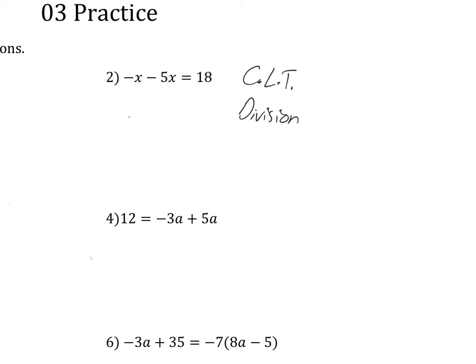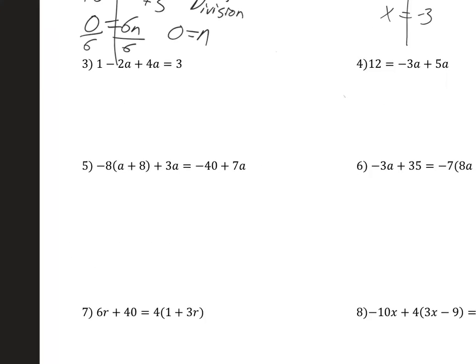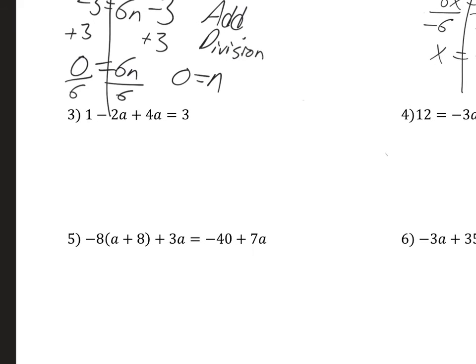Okay, very first thing, combine like terms. I have two x's, so -1 minus 5 is -6x equals 18. I'm going to draw my line. Then division. So I'm going to divide both of these by -6. How did I know it was division? I knew because -6 with an x behind it just means these two things are being multiplied together. Okay, go ahead and try the next one.